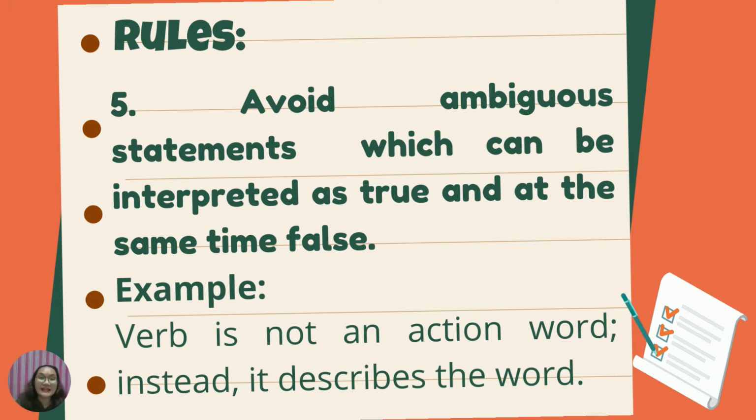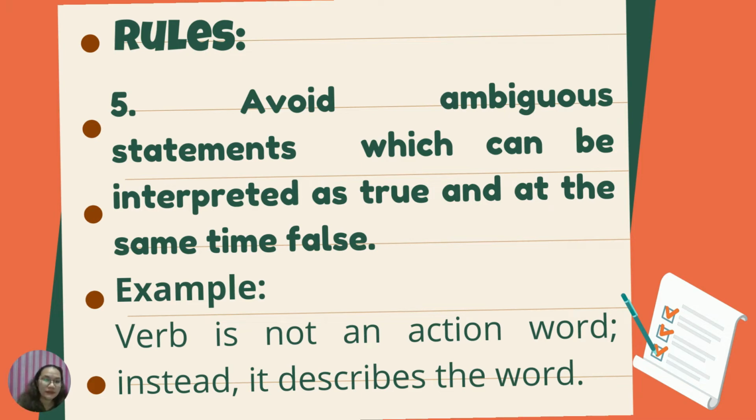Number 5. Avoid ambiguous statements which can be interpreted as true and at the same time false. When we say ambiguous, it means that if we read the question, it could mean two things, or it could be interpreted in two ways. It's either the question is true, and at the same time, the question is false. Ambiguous statements can lead to confusion for our students.